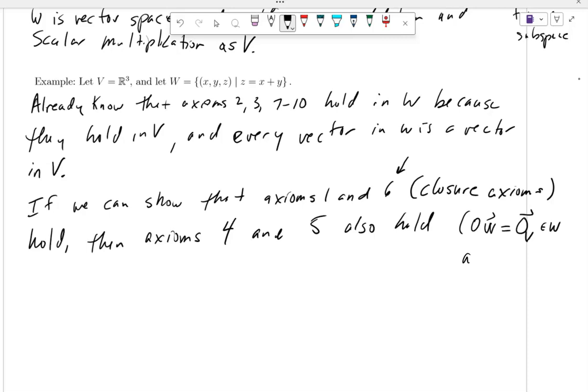And we know that -1 times W has to be the negative of W in V because it works in V, but since it's closed under scalar multiplication, that has to be back in W again. So again, I don't have to recheck 4 and 5 either. I get them for free. Okay? So the idea here is that all we need to show something is a subspace is that it's closed under the operations, and then we're done. It's a vector space itself, so it's a subspace of the bigger one.